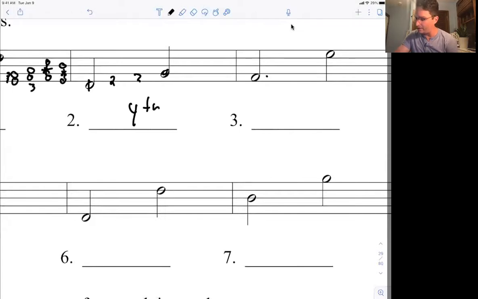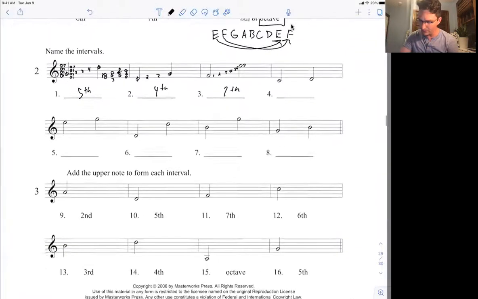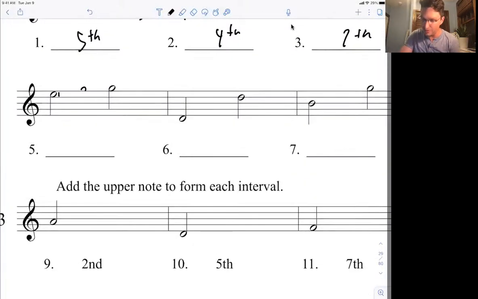So we have 1, 2, 3, 4, that's a fourth. We have 1, 2, 3, 4, 5, 6, 7, that's a seventh. Here we have 1, 2, 3, that's our third. Again, those stack nicely on top of each other like a part of a snowman. Now this one is a big interval, 1, 2, 3, 4, 5, 6, 7, 8. That's our octave.